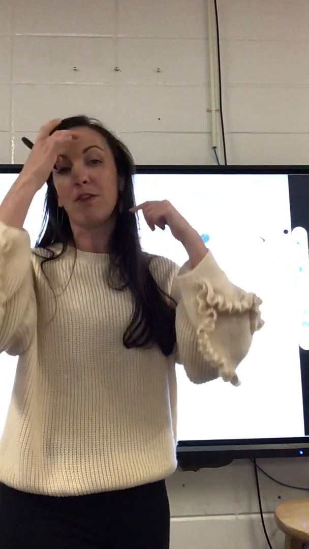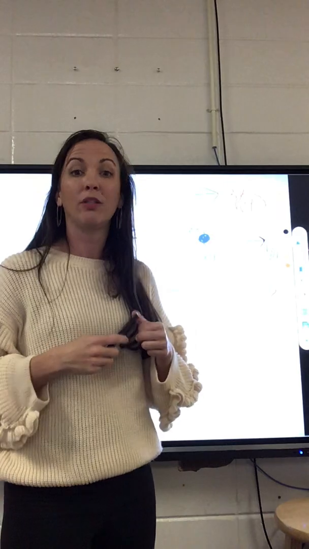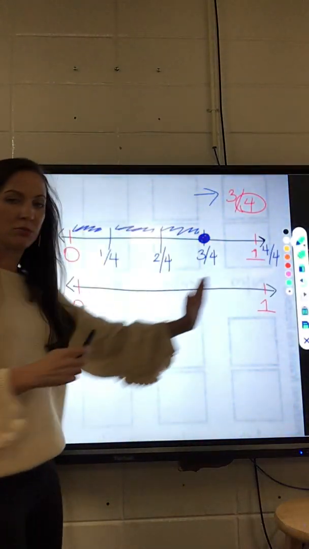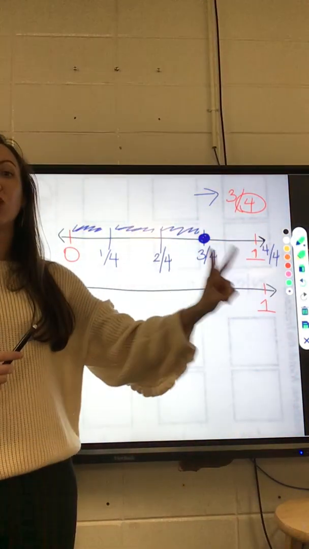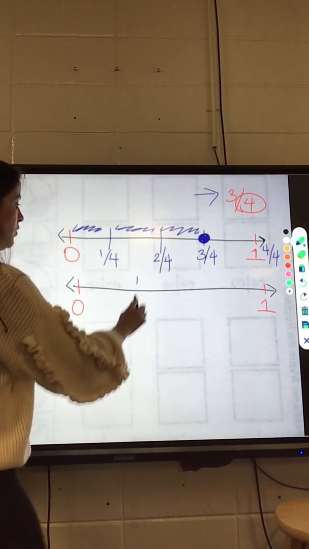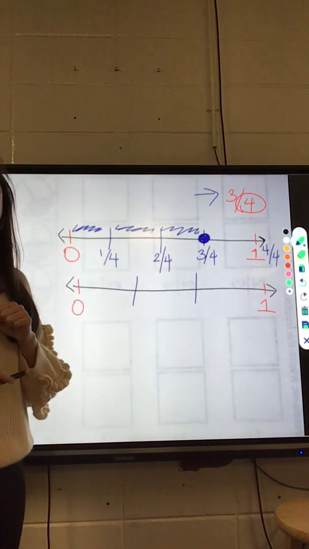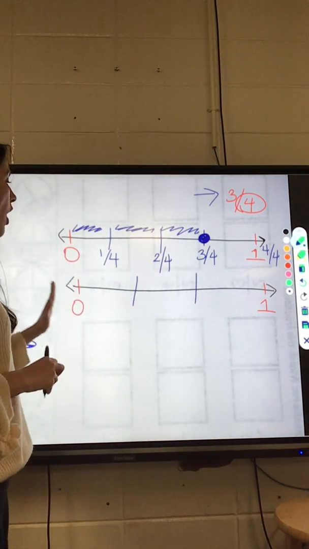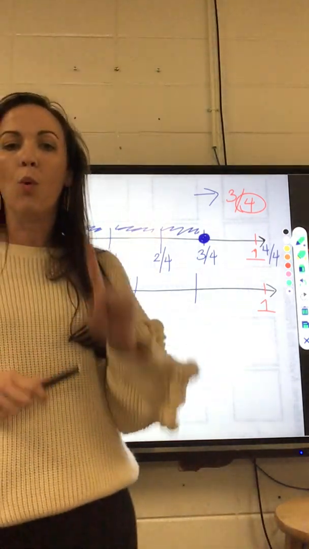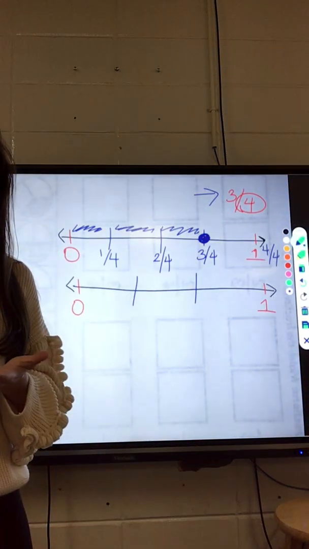I'm not going to have something in the middle. I'm not going to have a benchmark fraction, okay? So let's do thirds. Here's my fraction number line. I need to draw 2 lines. 1, 2. 1, 2.